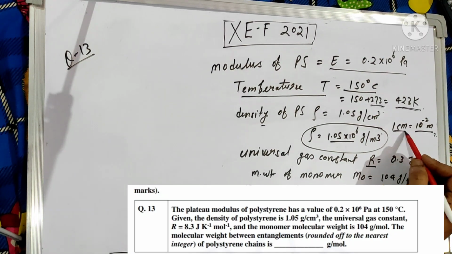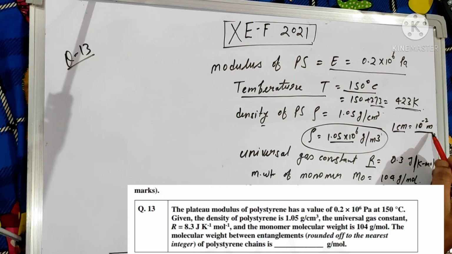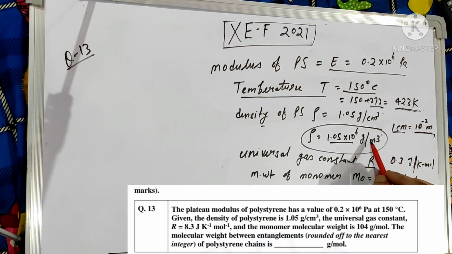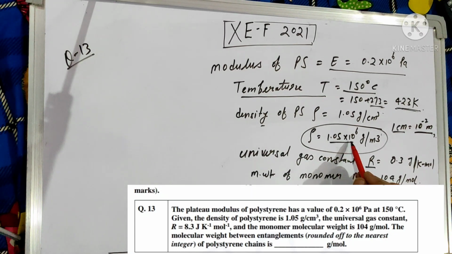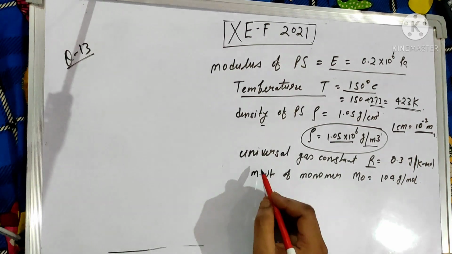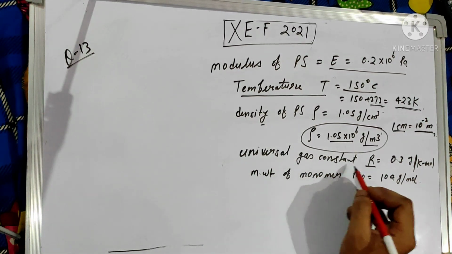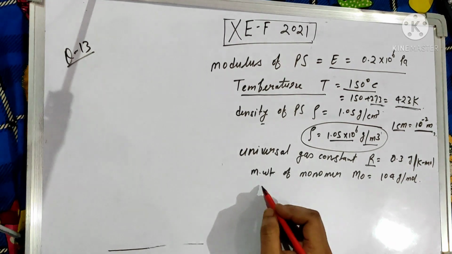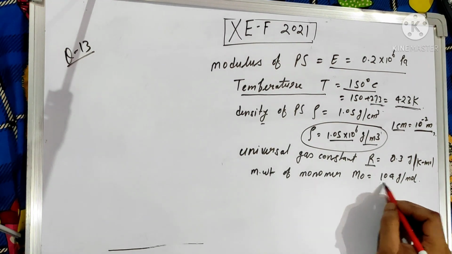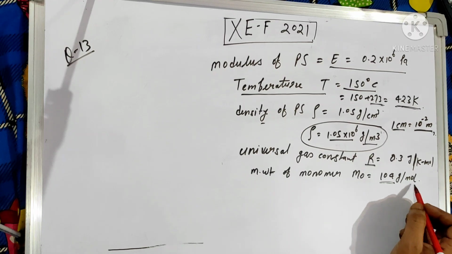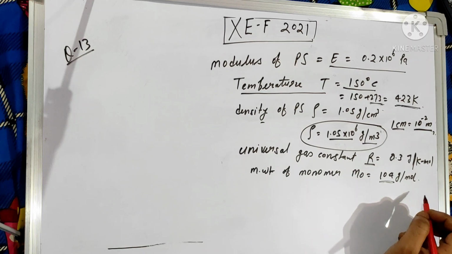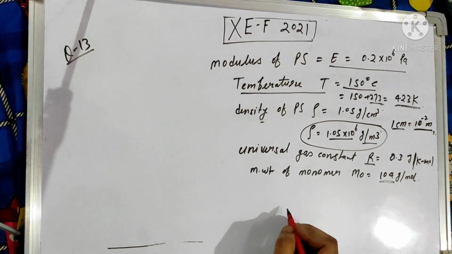So you know that 1 centimeter is equal to 10 power minus 2 meter. So the density changes from gram per centimeter cube to gram per meter cube. Then you get density is equal to 1.05 into 10 power 6 gram per meter cube. In the question it is given that universal gas constant R is equal to 8.3 joule per Kelvin mole and molecular weight of the repeat unit is equal to 104 gram per mole. Then the molecular weight of the entanglement is calculated by using the formula.